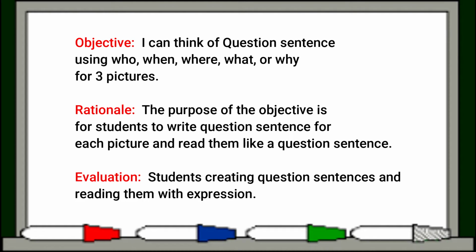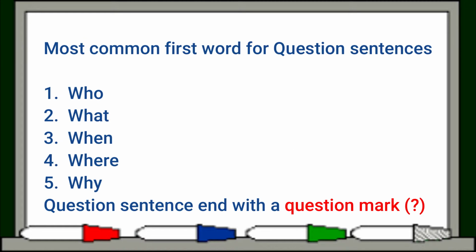And today, my objective is I can think of question sentences using who, when, where, what, or why for 3 pictures. The rationale, the purpose of the objectives is for students to write question sentences using each picture and read them like a question sentence. And my evaluation is for my students to create a question sentence and read it with expression.